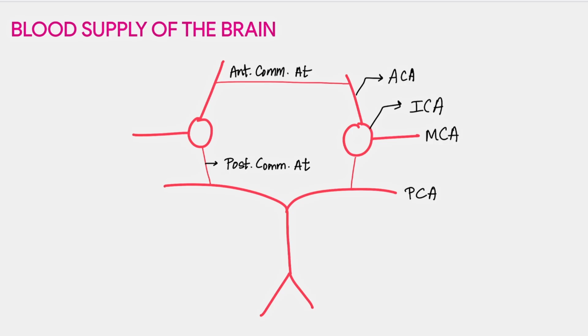And there are a few other arteries that I think one must know. From the MCA, we get something called the lenticulostriate arteries. This we'll discuss again in detail when we're talking about lacunar strokes, which will come way later on. But just remember, these are the lenticulostriate arteries. And from the PCA, we get something called the thalamoperforator arteries, which I think you must also know.